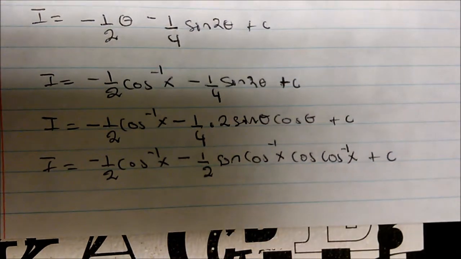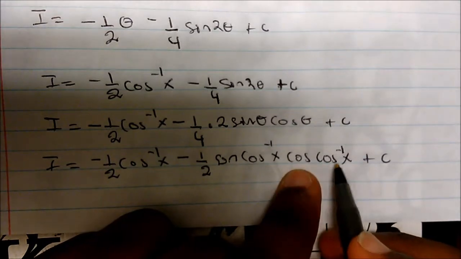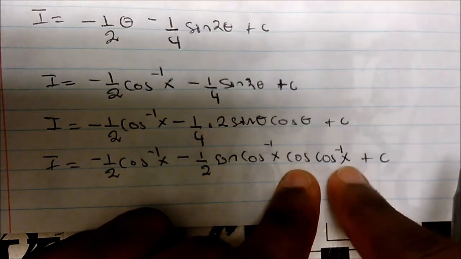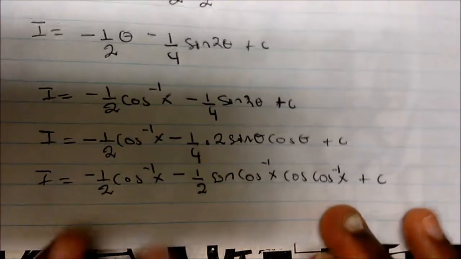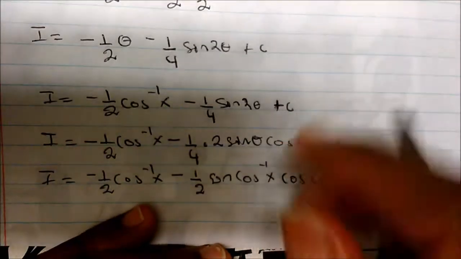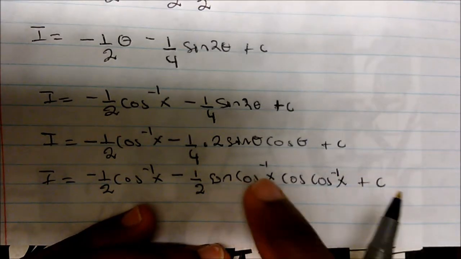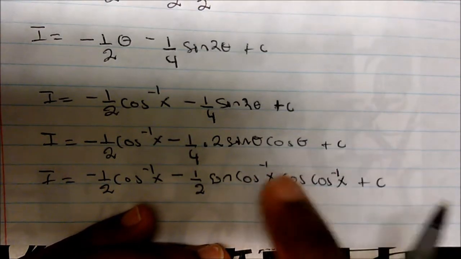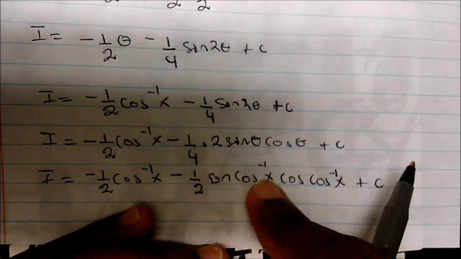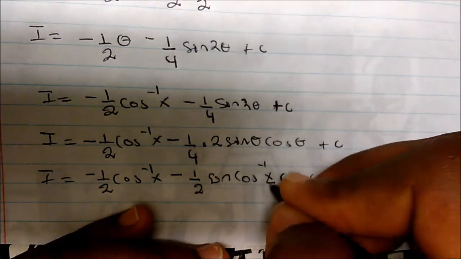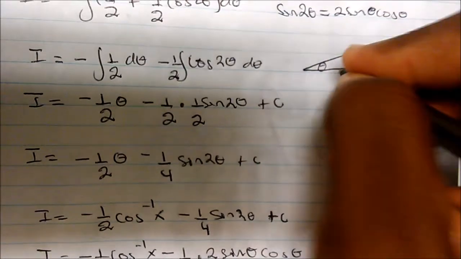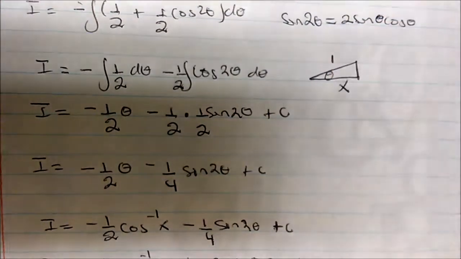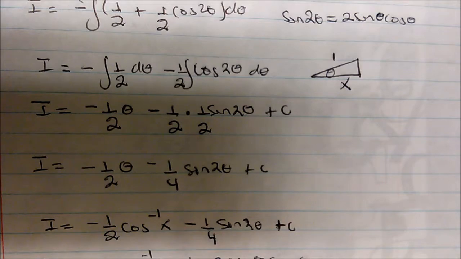Now, what do we know? We know that cosine of cosine inverse of x is just x. We need to figure out what the sine term is. They give us that cosine of the angle is x, and we need to find sine. We treat this as x over 1. So if we have theta, cosine of theta is x over 1, and cosine is adjacent over hypotenuse.